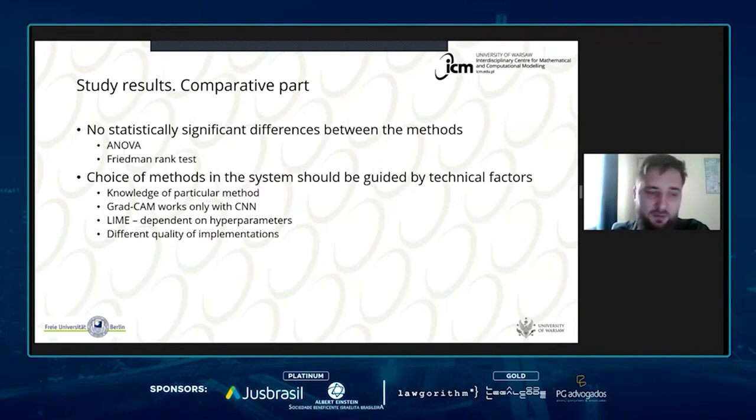GradCam is a method that, to the best of our knowledge, works only with convolutional networks. LIME is a method that is dependent on a number of hyperparameter values, and there are papers that suggest that it can be tweaked to the point of showing anything that the programmer wants. As far as technical merit is concerned, we have used open source libraries for the implementation of different methods and have found that the quality of implementation varies. Thus, this may also be a factor that can be taken into account.